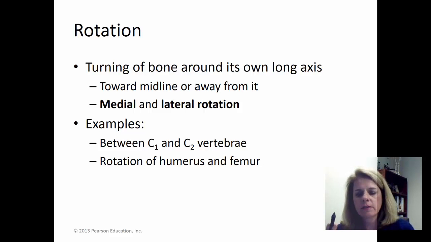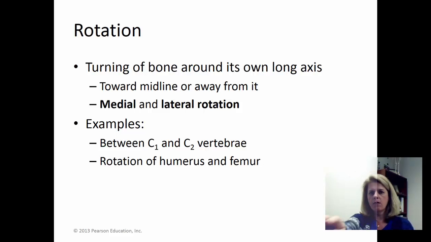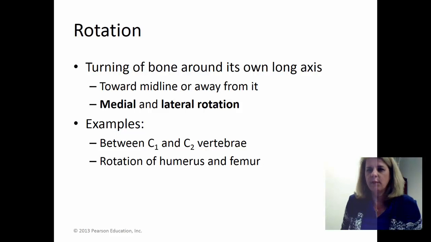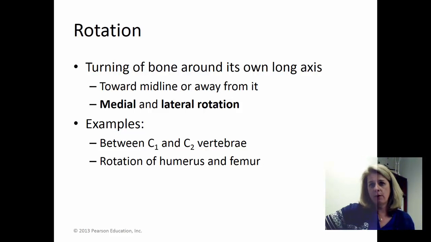Rotation is basically turning a bone around its own axis, so toward the midline or away from it. So for example, your C1 and C2, that's rotation. You can rotate the humerus and the femur. And you're thinking, how do you do that? Well, I can take my arm and rotate it out, I can rotate it in.